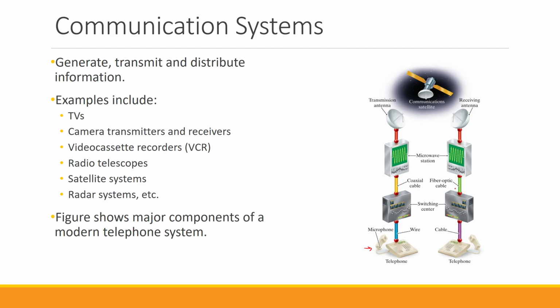Different types of cables are possible. For example, here we use fiber optic cables, and then to the switching center, and then cable, and then to the telephone of the receiving end. So as you can see, a communication system contains many components, and this is a very basic representation of a communication system.